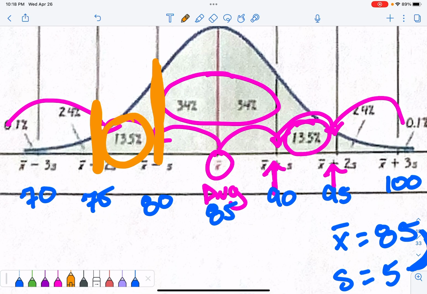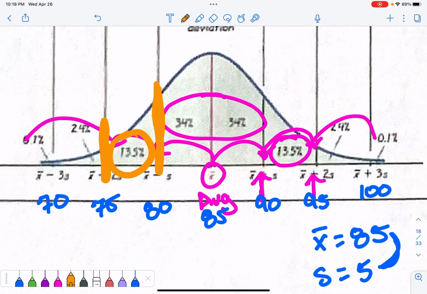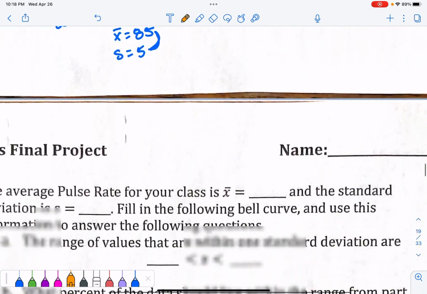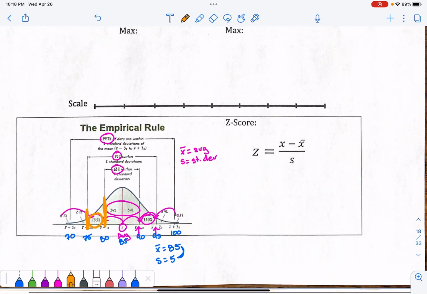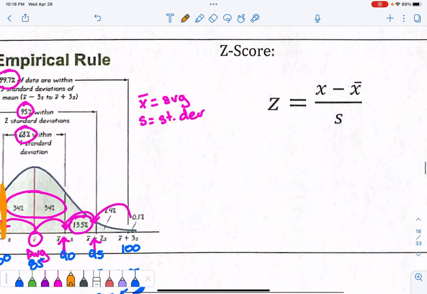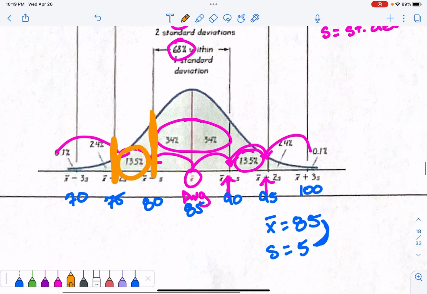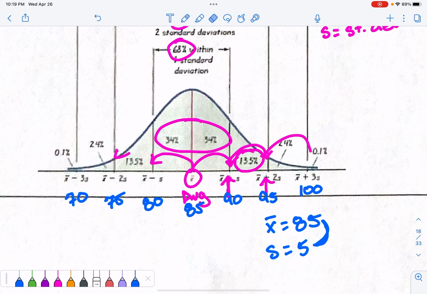13.5%. Should approximately be in that range, okay? So that's what you're doing for the most of this top part here. And then the last thing is calculating z-score, okay? So z-score, again, is, let me erase all this stuff, okay?